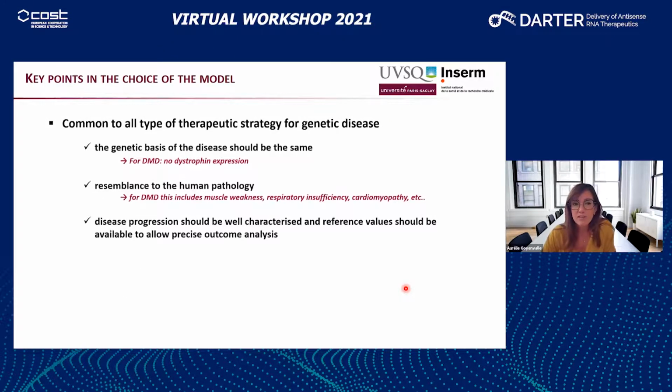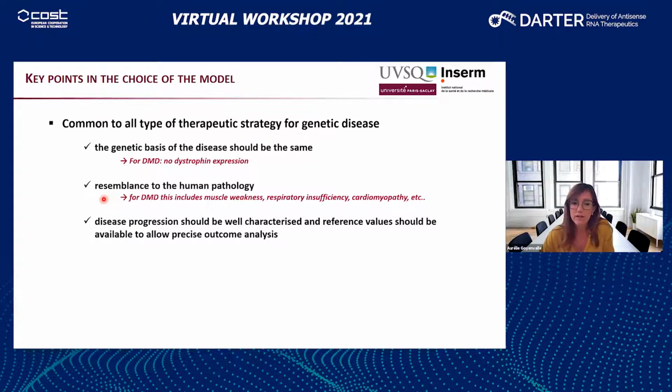So what are the key points in the choice of an animal model when you want to test this type of therapy? First, there are some points that are common to, let's say, all the therapeutic strategies, not only splice switching or oligonucleotides. Generally, when you want to test a therapeutic strategy for a genetic disease, you want your animal model to have a similar genetic basis as the patient. That means the same gene has to be invalidated. So for Duchenne muscular dystrophy, the model needs to have no dystrophin expression.